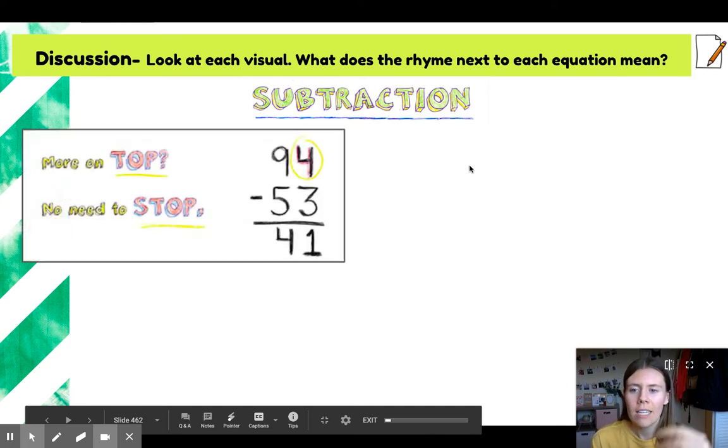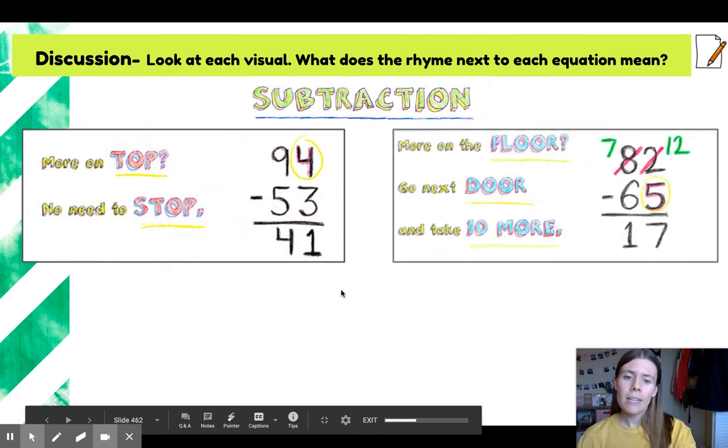When we subtract, the first question you need to ask yourself is, is there more on top? If there's more on top, then that means that you can subtract and you don't need to use regrouping. So then we say, no need to stop. You can keep going. But if you're subtracting and you notice there's more on the floor, that means that the number on the bottom, like right here, is bigger than the number on the top. That means that you're going to have to go next door and you're going to have to take 10 more from the tens place and move it over to the ones place.